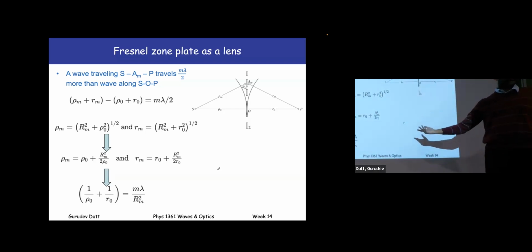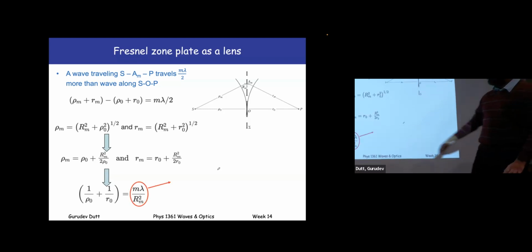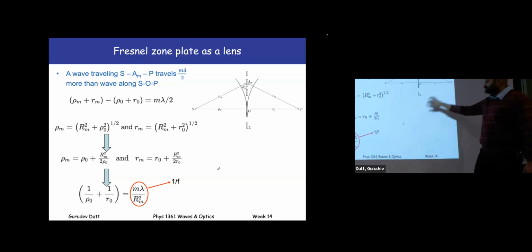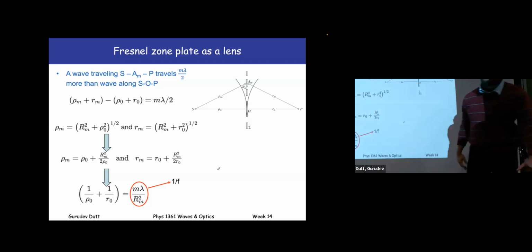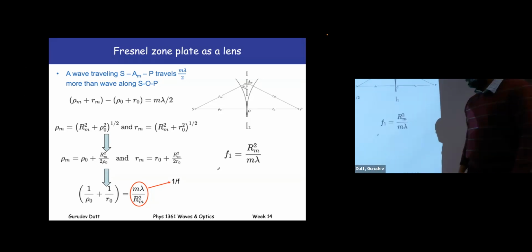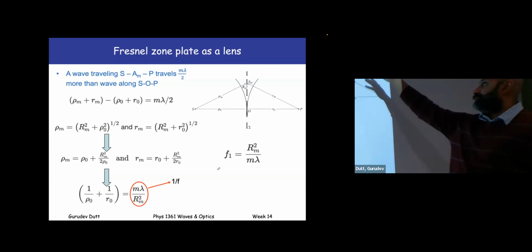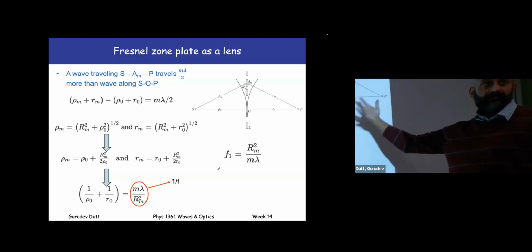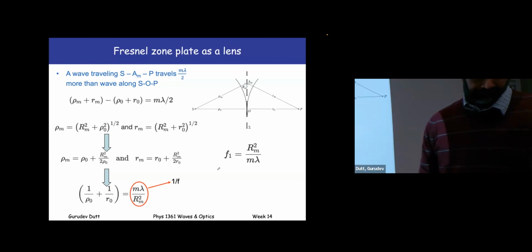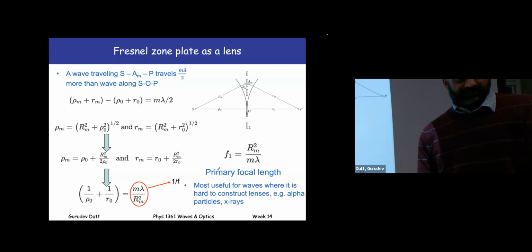Well, this should be familiar to you from your geometrical optics. If I call this value 1 over f, a focal length, this is saying that 1 over the object distance plus 1 over the image distance equals 1 over f, where f is now the focal length Rm squared divided by m lambda. So this focal length, which is the first focal length as we call it, and I'll explain why in a minute, is just given by the radius of the mth zone squared divided by m lambda. So if I tell you 16 zones or whatever, you just divide out the 16 over there. Okay, so why is this useful?